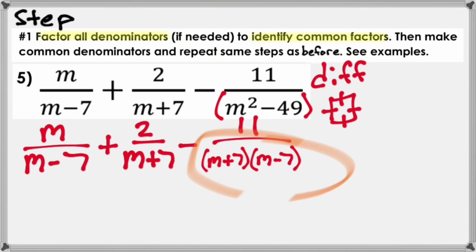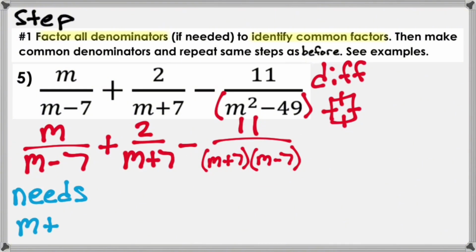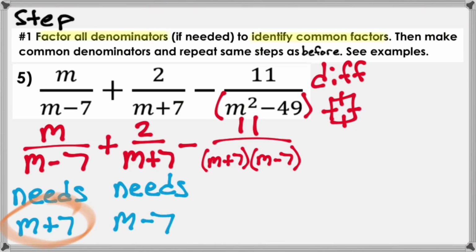We have an m plus 7 and an m minus 7. That means every single piece of this expression needs to have the common denominator of all the factors. So m plus 7 and m minus 7 needs to be there. The first expression only says m minus 7, so it needs an m plus 7. And then the second expression needs the opposite, just an m minus 7.